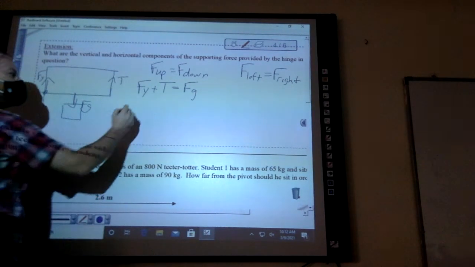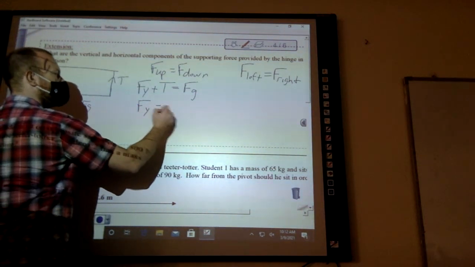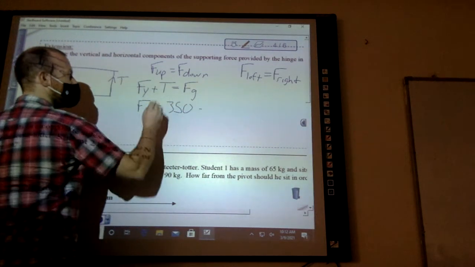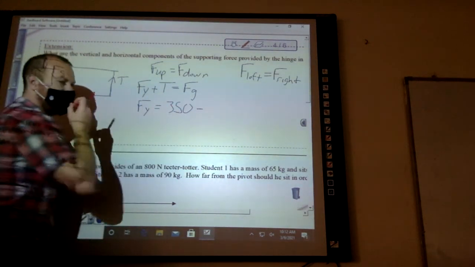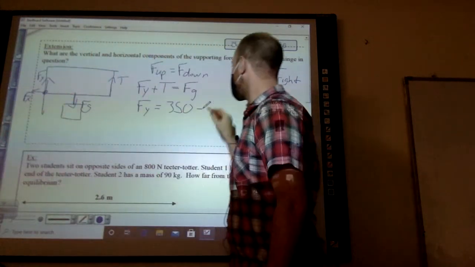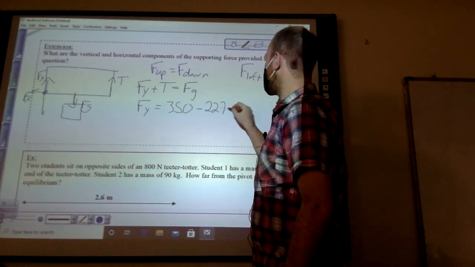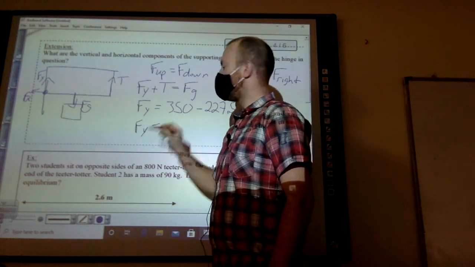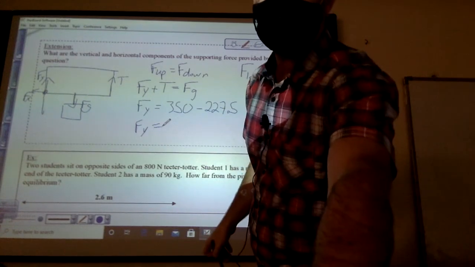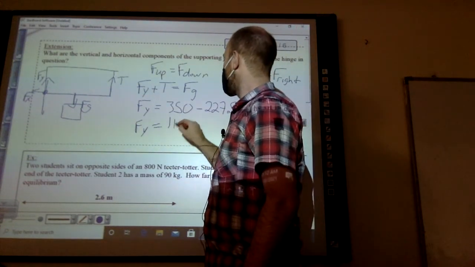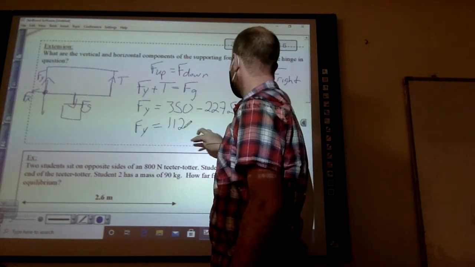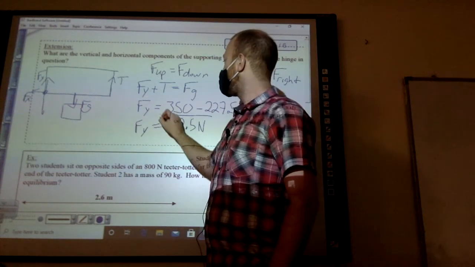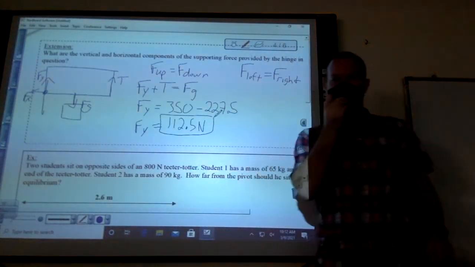Okay, so that means Fy is equal to Fg, just 350, minus tension when I bring it to the other side. What did we say tension was? 227.5. And you get your y component, which is 112. It's rounded. Should be 112.5. There's the y component.